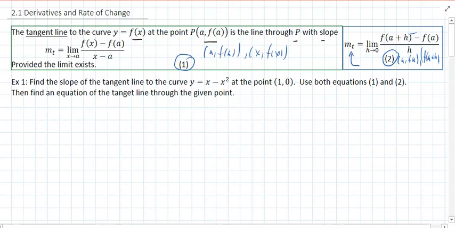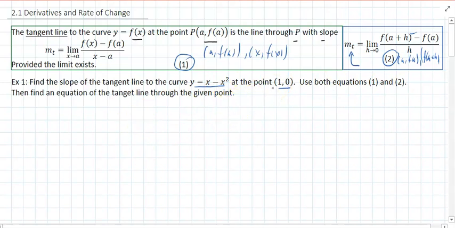The only reason I'm pointing that out is because the homework picks equation 1 and equation 2. They want to make sure that you use both. So I start off by touching on all the different combinations that you come across. One of them is polynomials. Find the slope of the tangent line to the curve at the point (1, 0). Use both equations 1 and 2. Then find the equation for the tangent line.